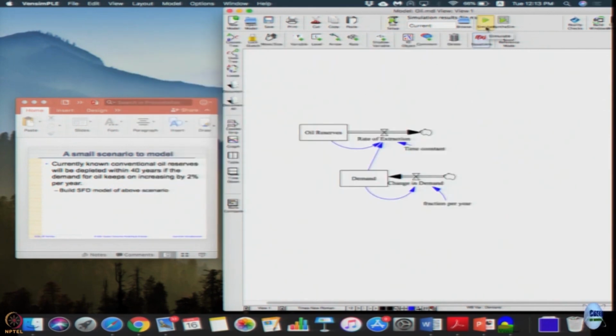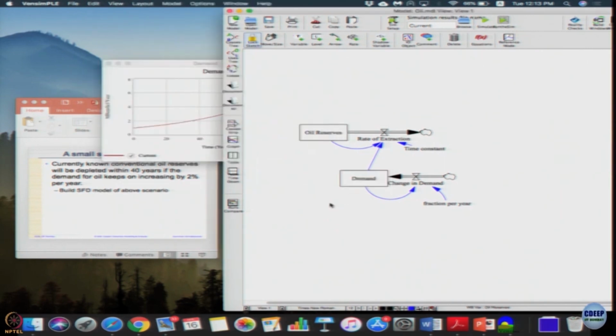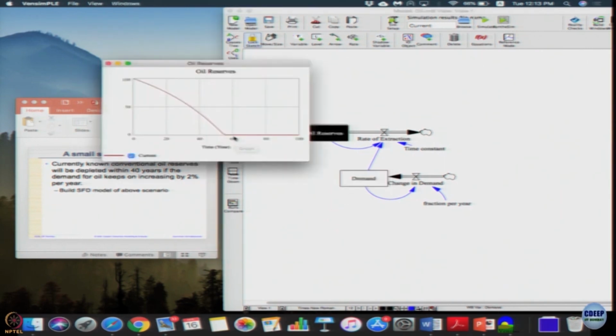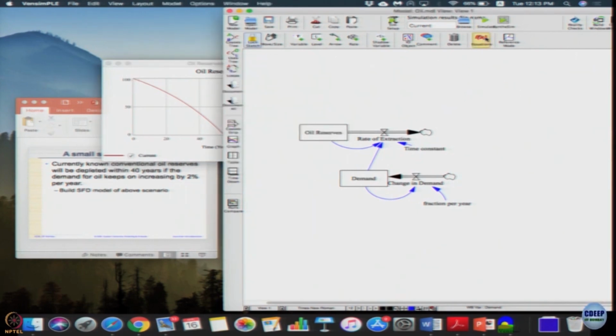Before we go further, let me just simulate. I have just simulated the model. Let us look at oil reserve and demand. Demand increasing, oil reserve falls down at around 54 years, like we kind of estimated, 55 years maybe. What we wanted is it has to finish in 40 years. So let us just go back.